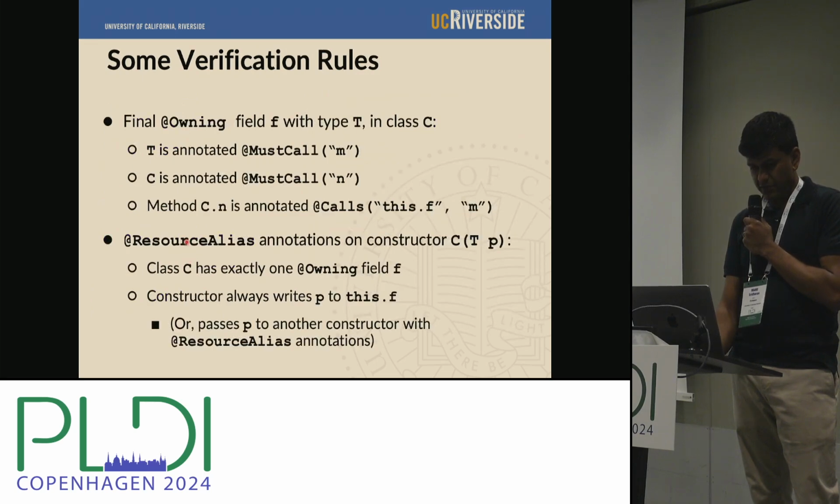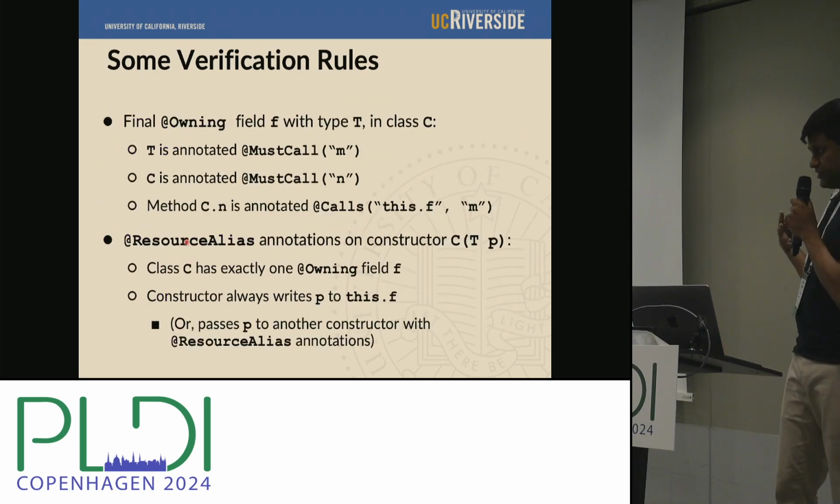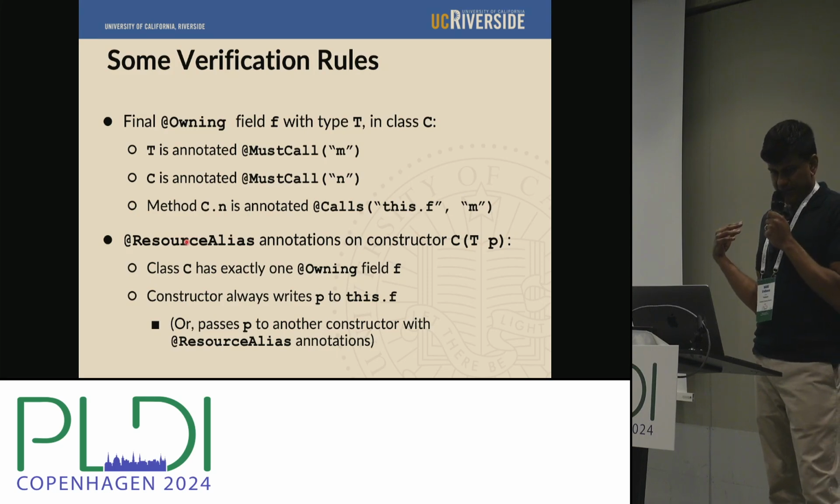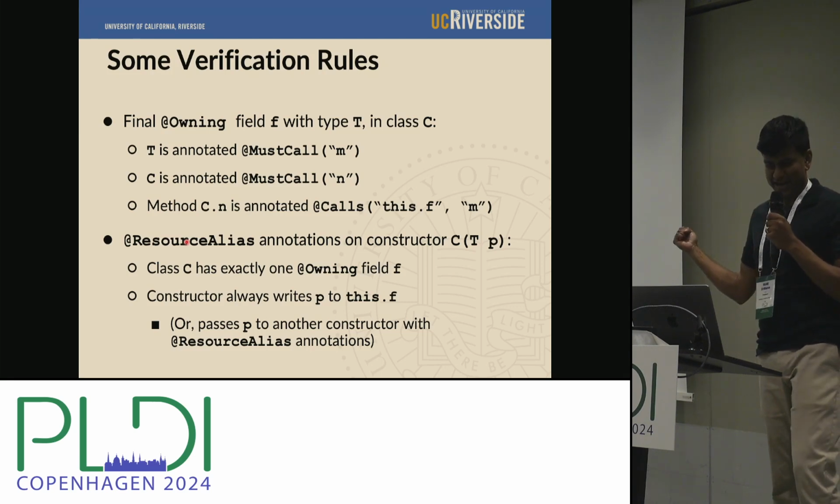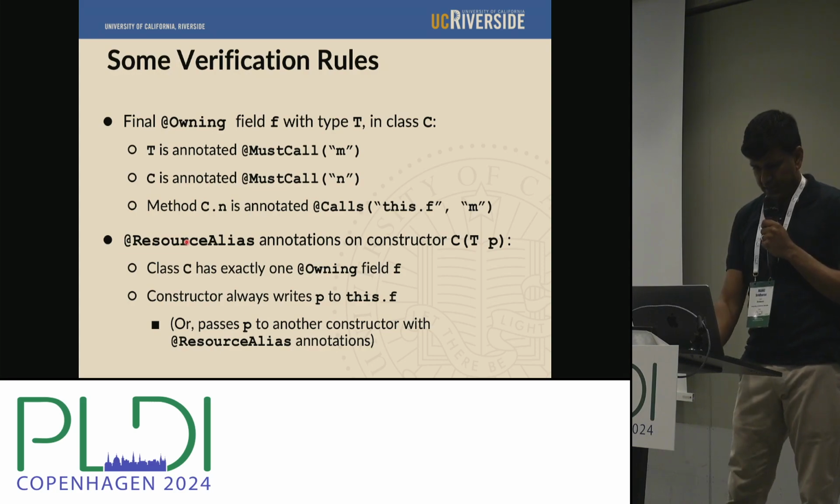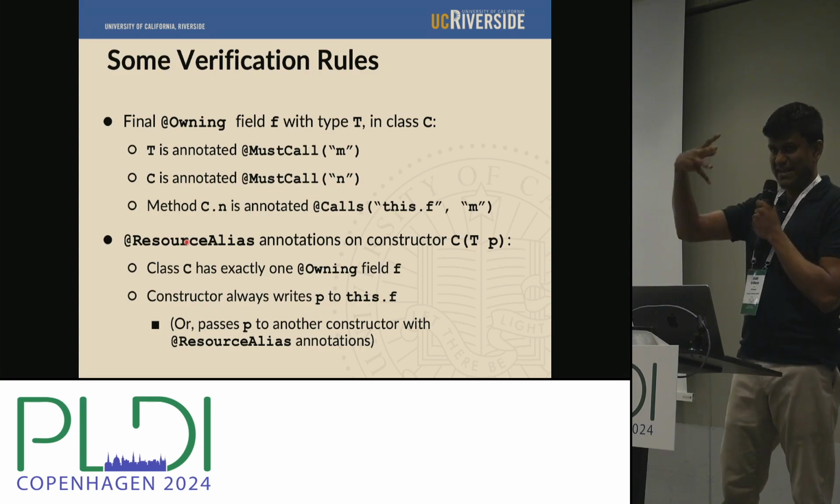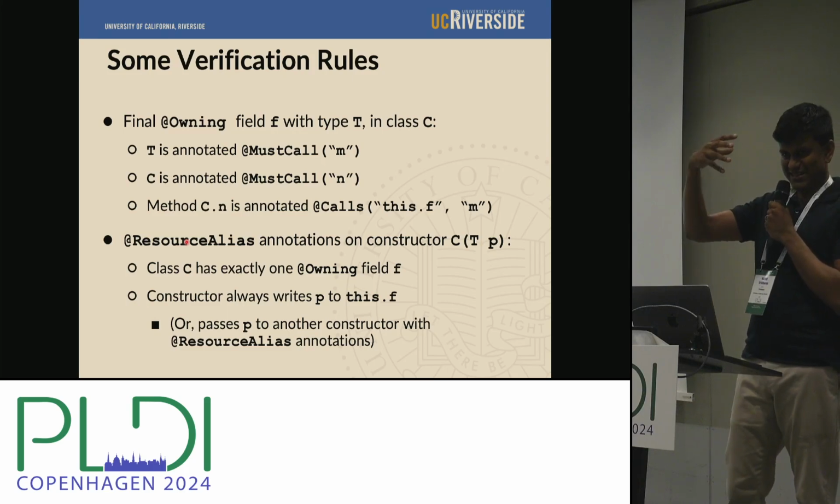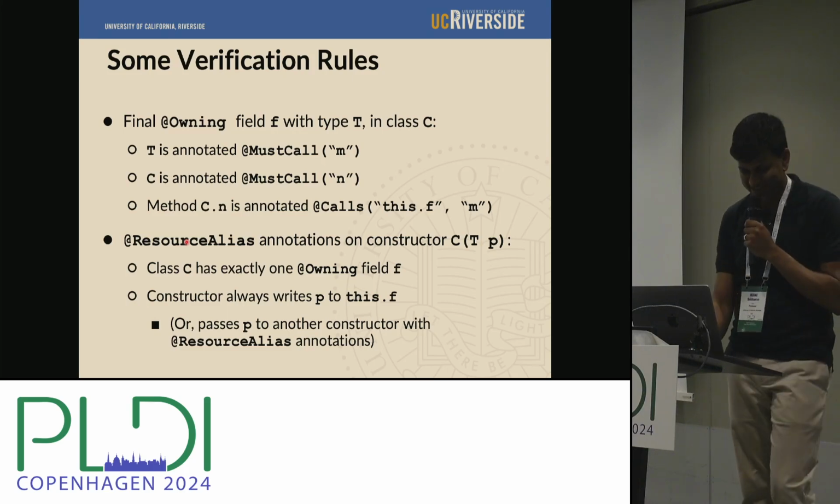And then what about resource alias annotations? We have a bunch of cases for that. So here for a constructor, we check that the class should have exactly one owning field, right? Because if it has multiple owning fields, you can't be a resource alias for all of those things. You kind of have to pick one. Otherwise, it's not going to be equivalent. This class is managing multiple resources, and it doesn't work.